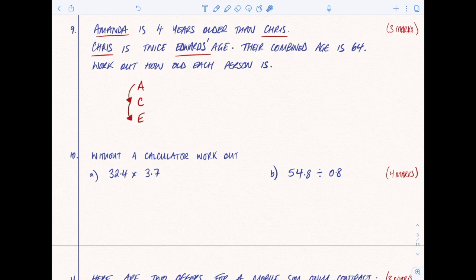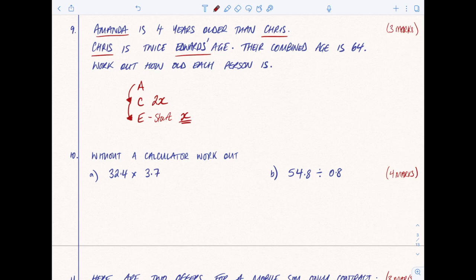So what we can say is that ultimately from Amanda we go to Chris, and then from Chris we go to Edward. So if I start at Edward, Edward is my starting point. My starting point I can call X, because then everything else is going to feed from him. It tells me Chris is twice Edward's age. Well, if Edward is X, think about what you could call Chris then. So we can call it 2X. It's not X plus 2, because X plus 2 would be 2 years older. 2X is 2 times X, so it's 2 times Edward's age.